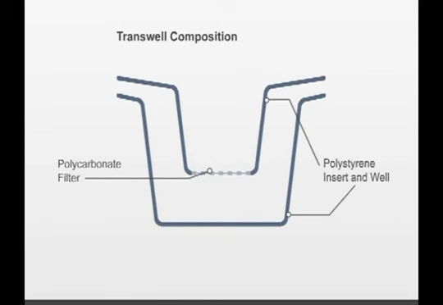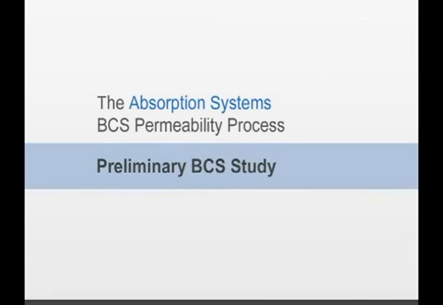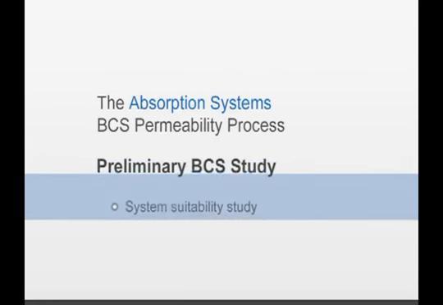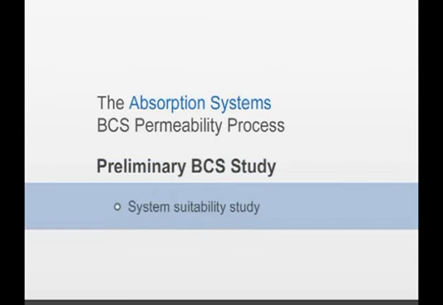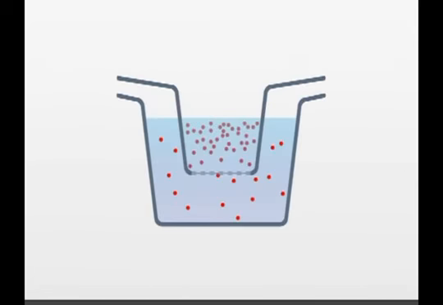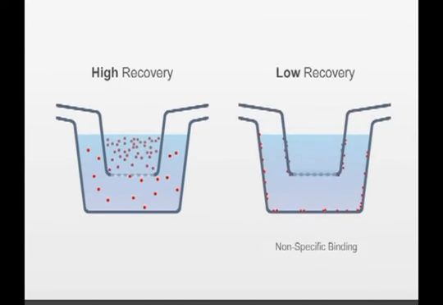For this reason, the first thing we do after receiving an API is a preliminary BCS study. This serves as a system suitability study to determine whether or not the API is compatible with the CACO-2 monolayer assay system and to help develop the pivotal BCS study protocol. One of the purposes of the preliminary study is to determine the recovery of the API in a cell-free transwell apparatus. If the recovery is low, we can often mitigate the problem by pre-incubating the device with the API to occupy most of the nonspecific binding sites. Testing for low recovery ahead of time helps us select the optimal conditions for the pivotal study to ensure that we can interpret the results properly.